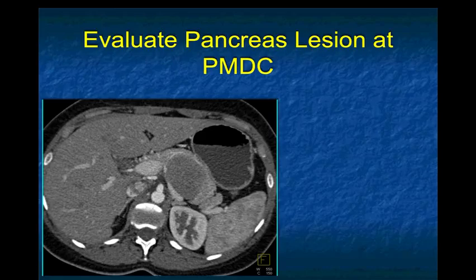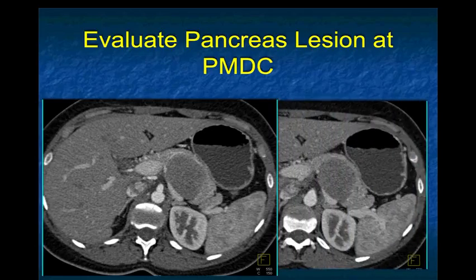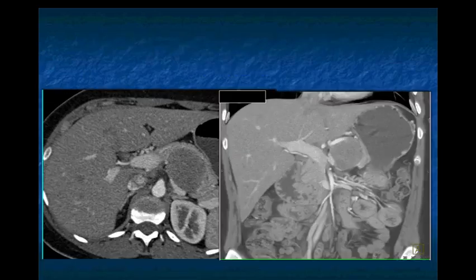Another case, solid mass, tail of pancreas, body-tail junction, to be more exact. There's no dilated duct. There's no substantial enhancement of the mass. The liver looks good. There's no cirrhosis. And I'll tell you, this patient's female and in her 20s. This is a solid mass.